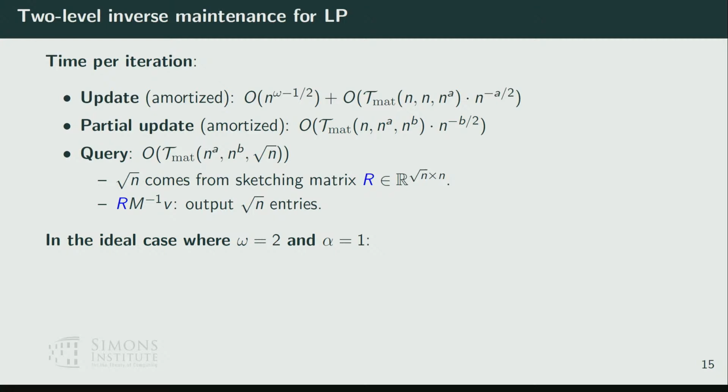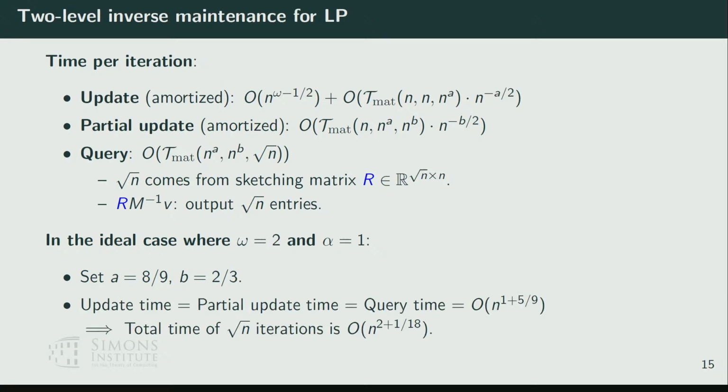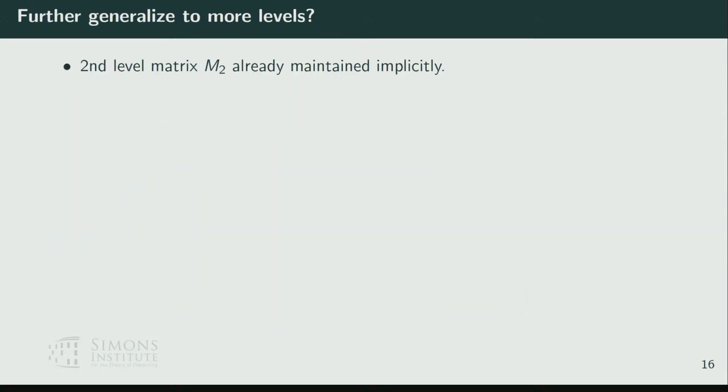Okay, now let's try to apply them. In the ideal case, we have two parameters we can balance now. We'll set a equal to 8/9 and b equal to 2/3. Then all of these running times equal n to the 1 and 5/9, and that gives the total running time of 2 and 1/18. The natural question you should have in mind right now is, can we further generalize this data structure to more levels to make it more efficient?